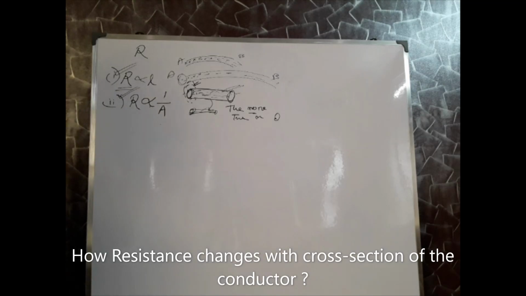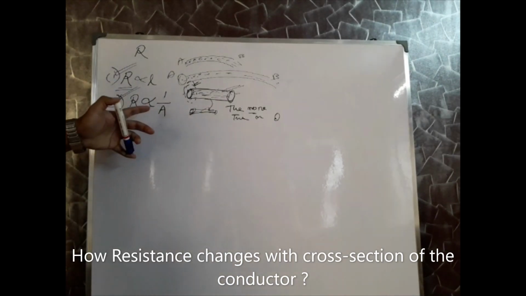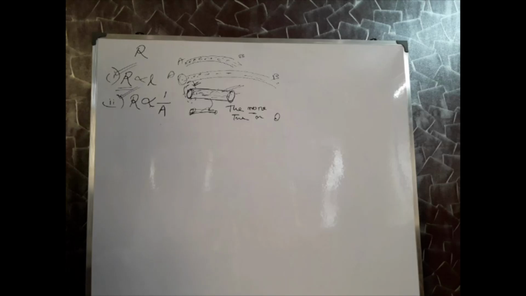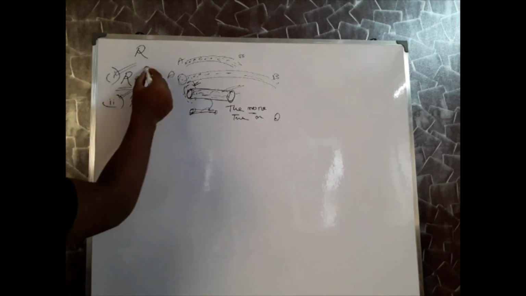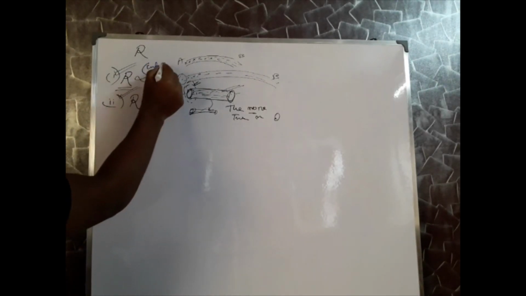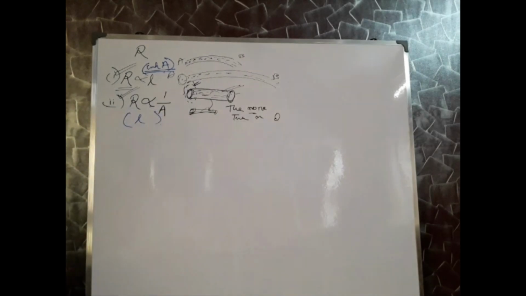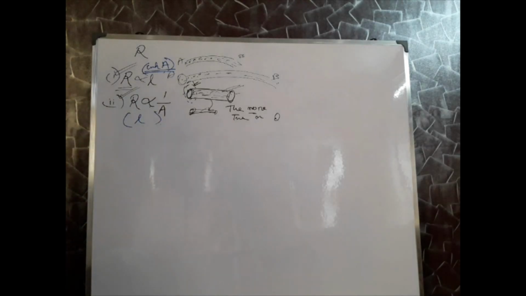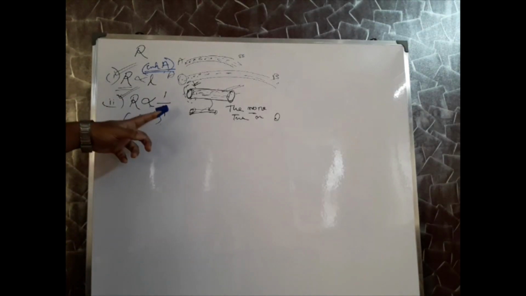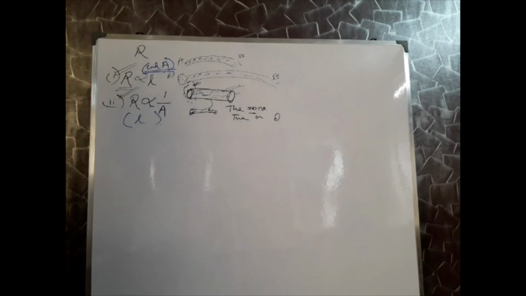But the thing is what? For the first rule, when R is directly proportional to the length, and when R is inversely proportional to the cross section, we must write here: when A is constant, or here when L is constant. That means when you are considering the length, your cross section must not change. And when you are considering the cross section area, the length must not change. This is the basic rule.